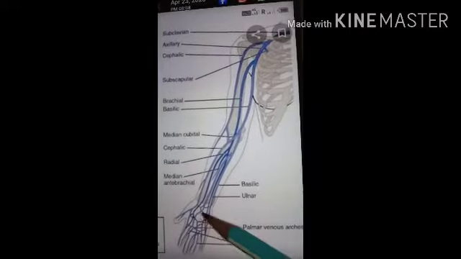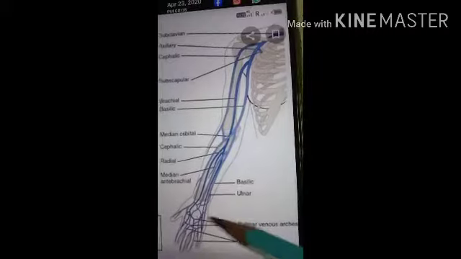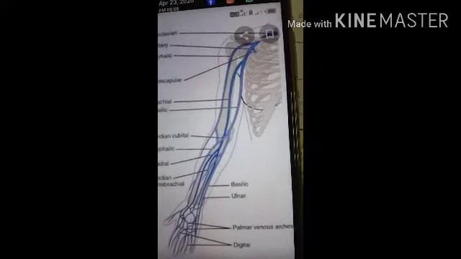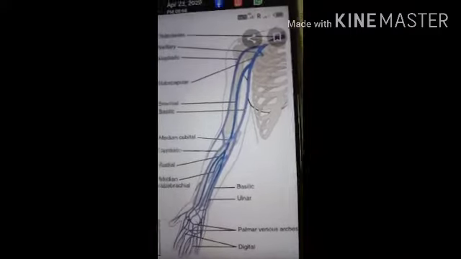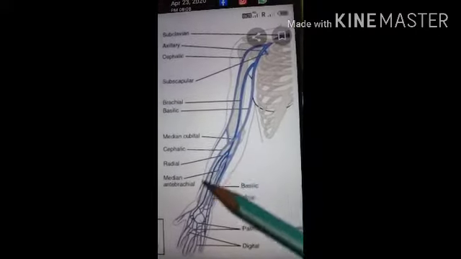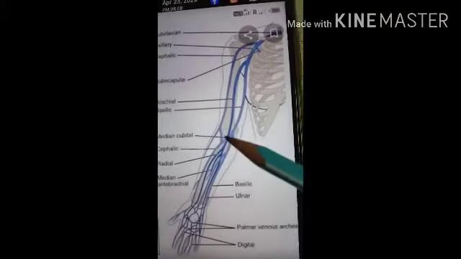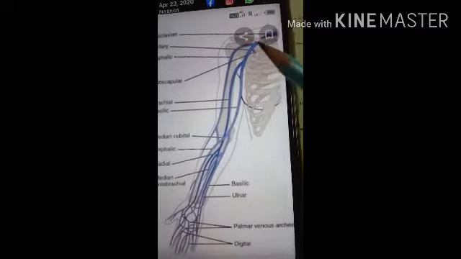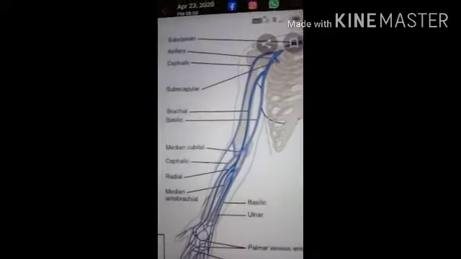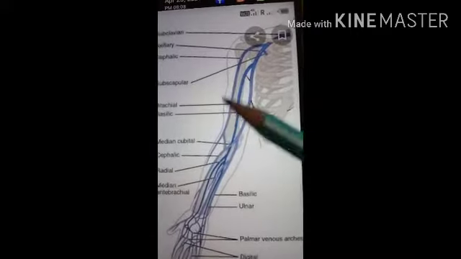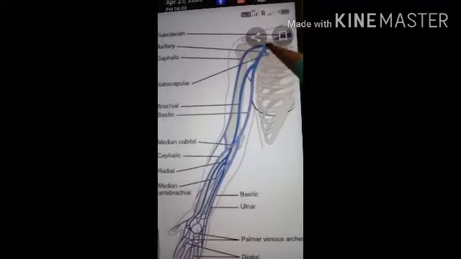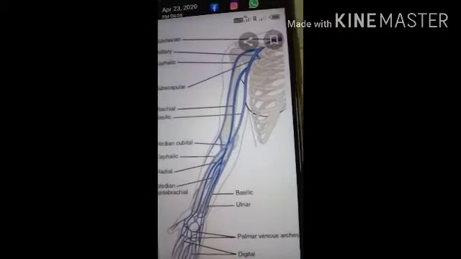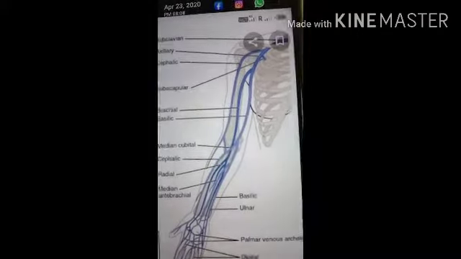Here in this diagram you can see the palmar metacarpal veins, the deep palmar venous arch, the ulnar and radial veins, and the brachial vein. Here you can see the radial vein and this is the ulnar vein. Then the brachial vein, then the axillary vein, and then it drains into the subclavian vein. The dark color shows the deep veins of the arm, forearm and hand. After that we will see the superficial veins.